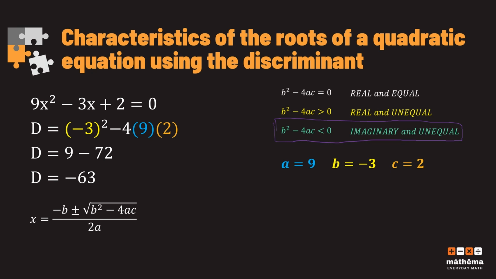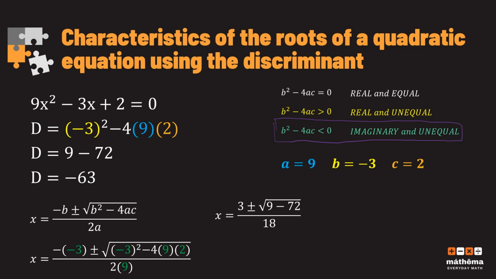To do that, let's make use of our quadratic formula. We have x is equal to negative b plus minus the square root of b squared minus 4ac over 2a, and then we substitute our values into the formula. We will have the negative of negative 3 plus minus the square root of negative 3 squared minus 4 times 9 times 2, all over 2 times 9. This will give us 3 plus minus the square root of 9 minus 72 over 18, or 3 plus minus the square root of negative 63 over 18.